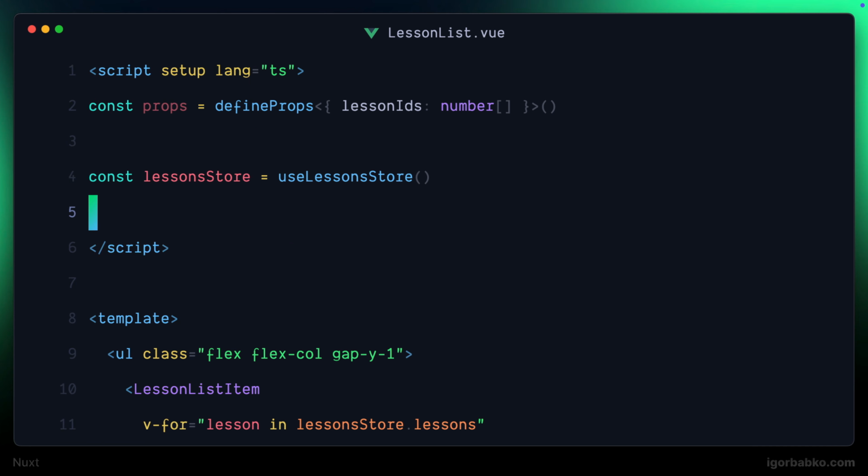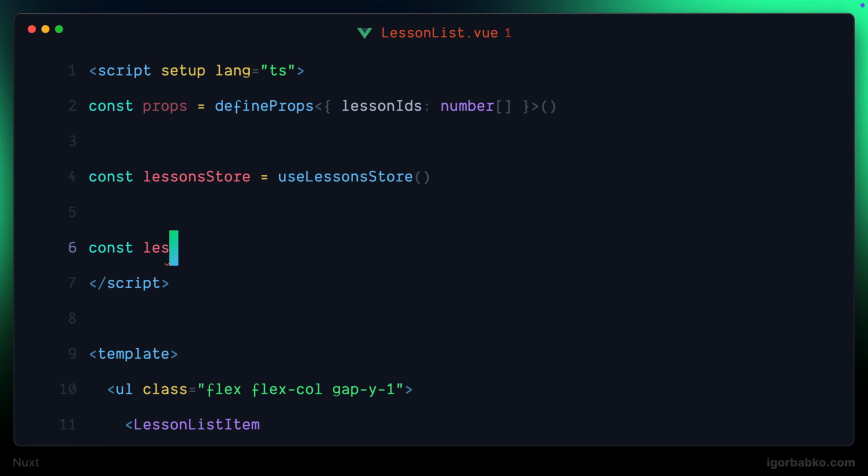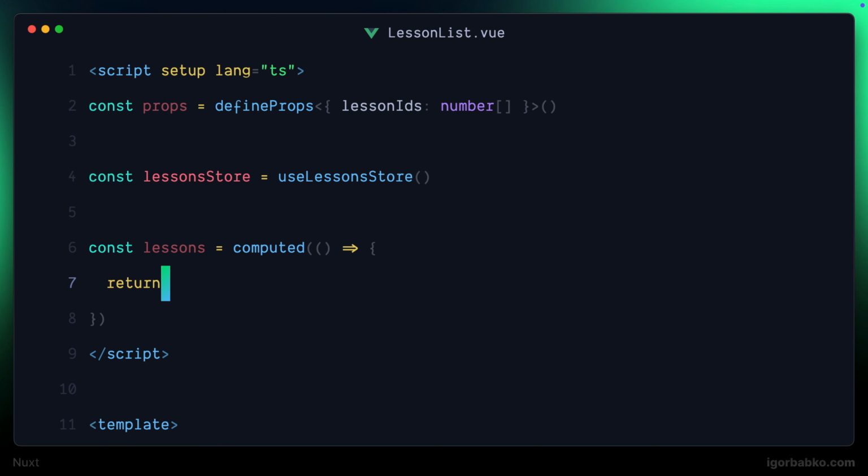And before passing individual lesson objects to the lesson list item component, we're going to do some transformation. So let's declare a computed property right here, because we'll have to transform each lesson object and add a number property in each lesson object. First of all, let's fetch all the lessons by their identifiers that we have received from outside of this component as a lesson IDs prop.